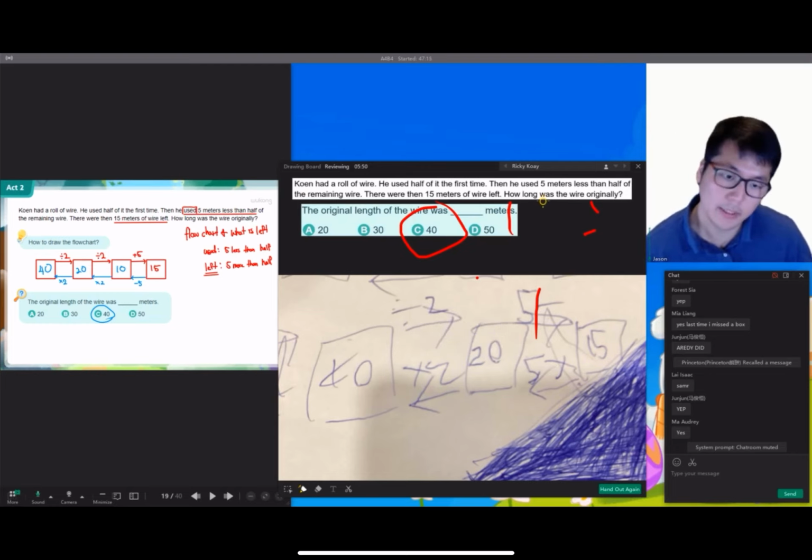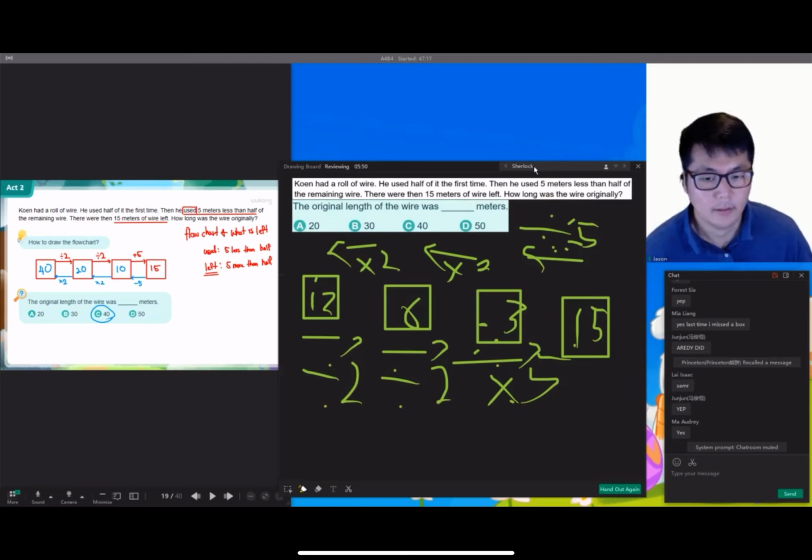Ah, no, Ricky, that's wrong. Sorry, wrong flowchart. And let's see. Divide by 5. No, Sherlock. Why would you divide it by 5?